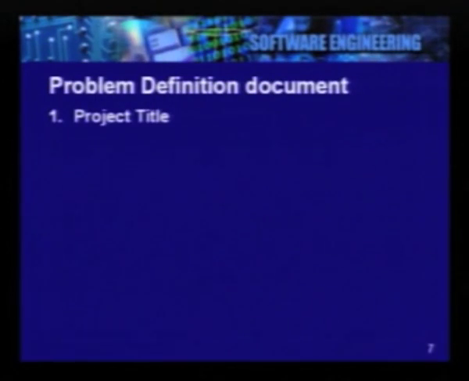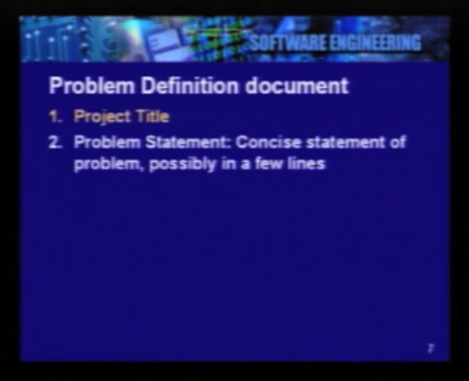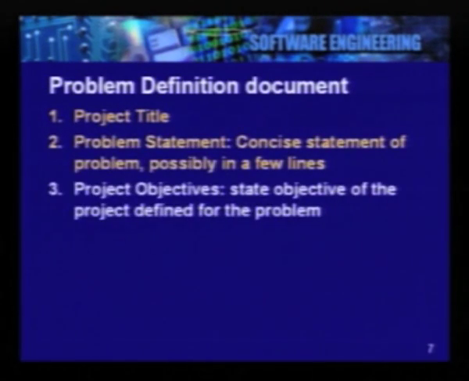It will contain a title for the project. It will give a problem statement, which is a concise statement of the problem faced by the user. You do not write too much here. A few lines should be adequate. Then you state the objectives of the project, where we indicate what problem we are trying to solve and what we want to achieve in the solution, right? How would we characterize a successful solution to the problem?